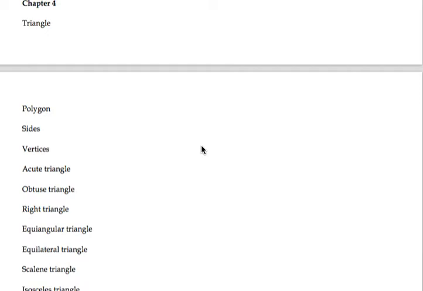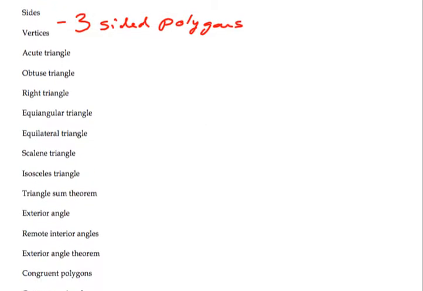Then these last couple chapters that we threw together. Triangles are three-sided polygons. Alright, that's all you need to know about triangles. We're going to do a bunch of stuff.